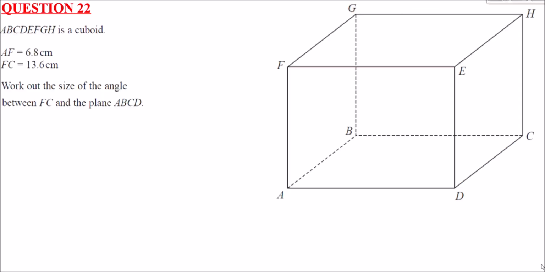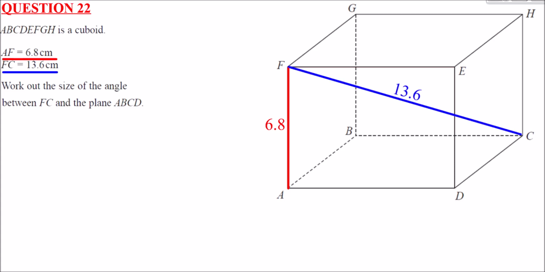Question 22. We have a cuboid, A, B, C, D, E, F, G, H, as shown, and we're told some measurements about this cuboid. So we're told that AF is 6.8 centimetres, so let's just highlight this and add this on. So from A to F is 6.8, and from F to C, from one corner to the opposite down there, is 13.6. So if I highlight this in blue, we're going to form a triangle in a second.